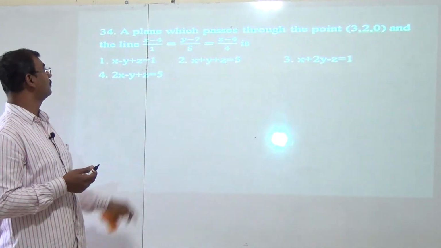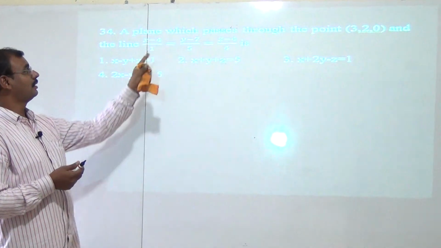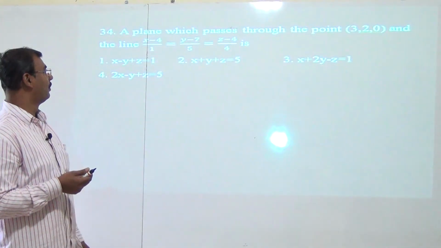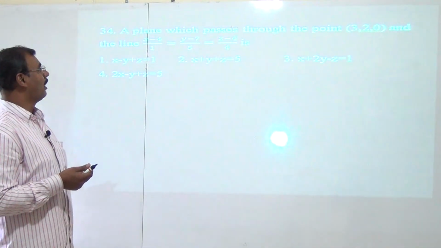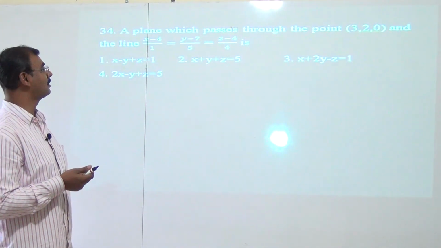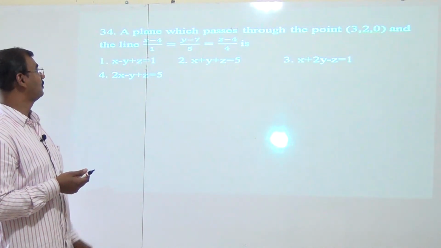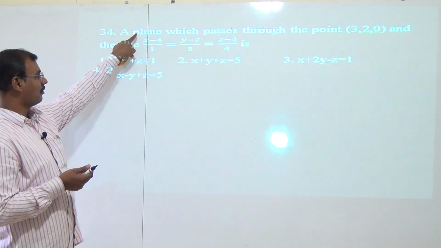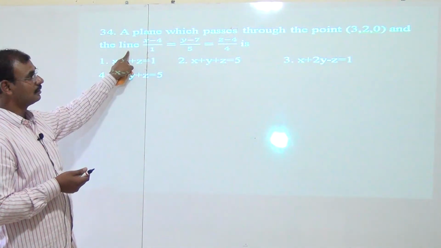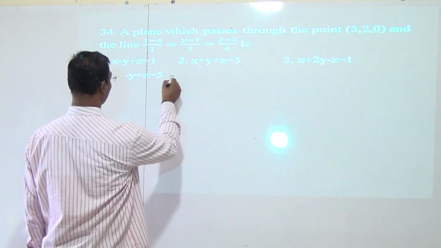The first one, 34th question. A plane which passes through the point (3, 2, 0) and the line (x minus 4)/1 equals (y minus 7)/5 equals (z minus 4)/4 is. Four options are given. Which is the true among the four options? We are observing the required plane passing through the point and the line. Without solving the question, we have to solve this problem easily by the verification method.